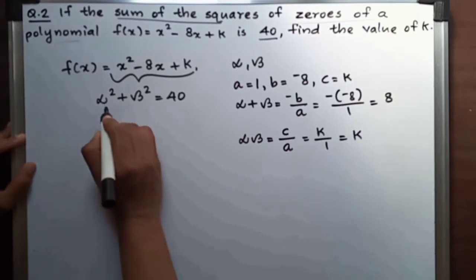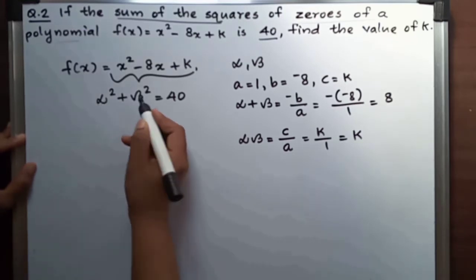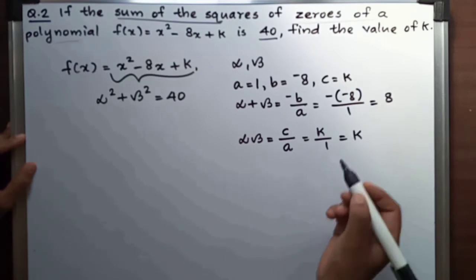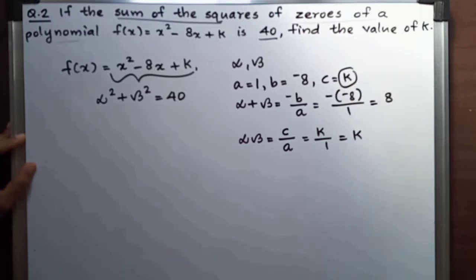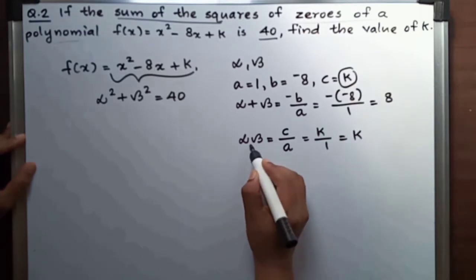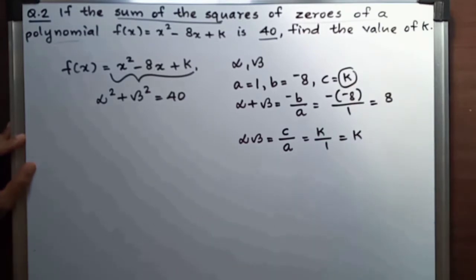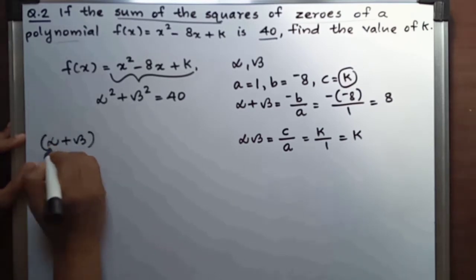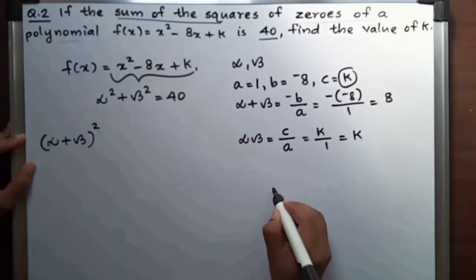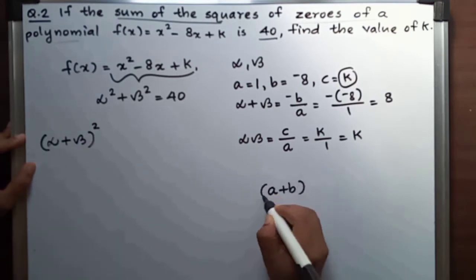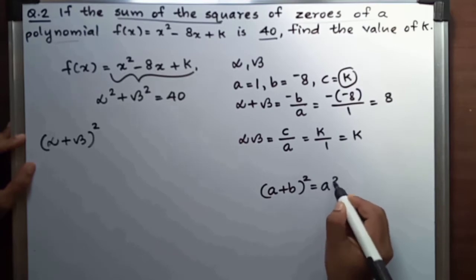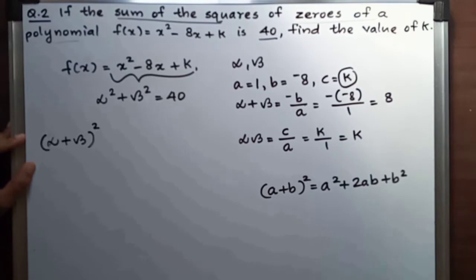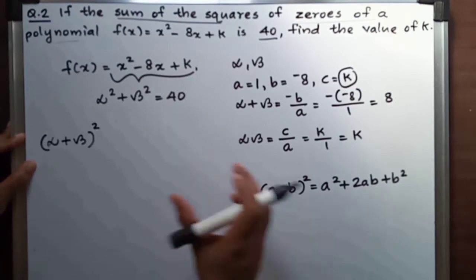Now in the question it is given that alpha square plus beta square is equal to 40. How will we reach the answer? We have to find the value of k. And what is k actually? K is alpha beta. Let us take alpha plus beta the whole square. We have already learned the identity a plus b the whole square is equal to a square plus 2ab plus b square. We are going to use this identity here.